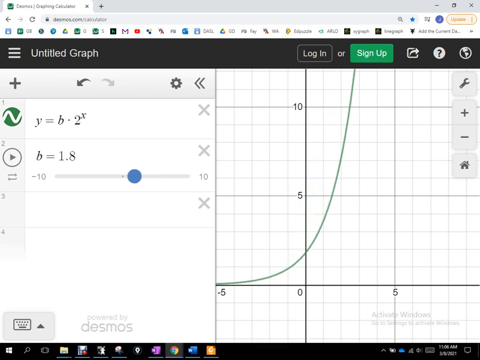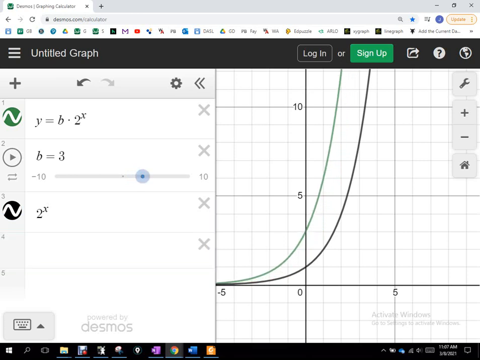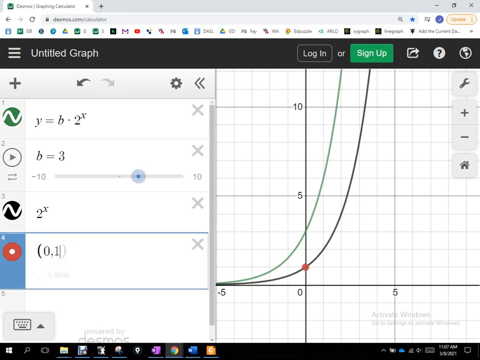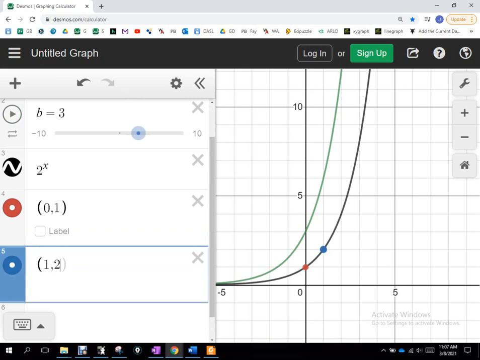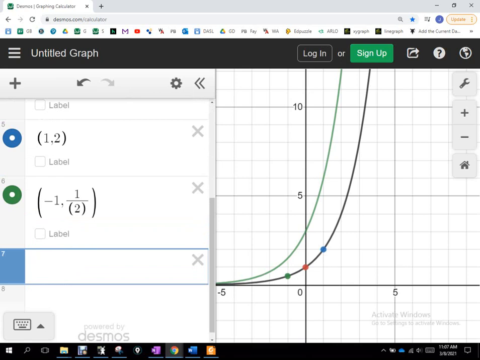But what's happening is that every one of these values on 2 to the x, if I graph 2 to the x, every one of these points, these y values, gets multiplied by that number. I'm going to make it a 3. So this point right here is usually (0, 1), right? That point on the black curve should be (0, 1). So let's plot that point. (0, 1). I should have (1, a), and I should have (-1, 1 over a) on that black curve. Does that make sense to everybody?